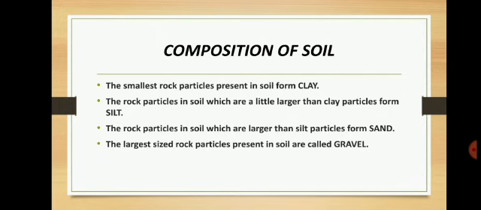Number 2 is silt. What is silt? The rock particles which are a little larger than the clay particles are called silt. The smallest size rock particle is clay. After that comes silt. Due to its slightly bigger sized particles, silt is not as smooth as clay. Actually, the size of the silt particles is in between the size of clay and sand. That is, the size of the silt particles is bigger than that of the clay particles, but smaller than those of the sand particles.